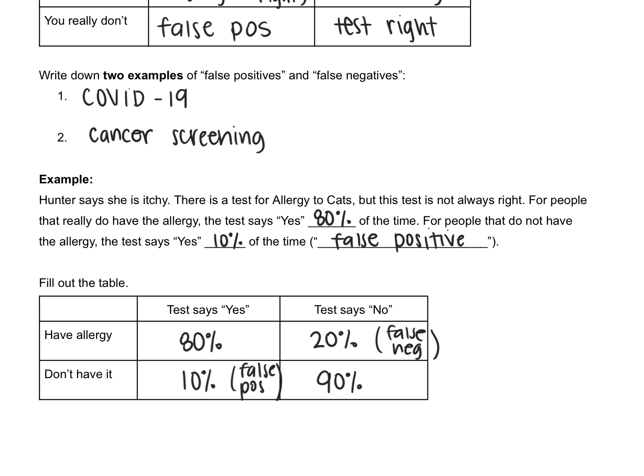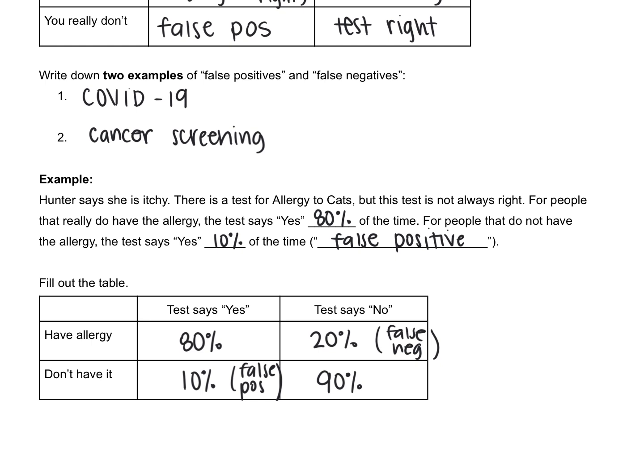Now this doesn't work the same way as the table that we were looking at before. It's not like in this case my row and my column are going to add up. In this case my row adds to 100%, not my column. Because if I look at my columns here, one of my columns is 90% and the other column is 110%. So we're looking at the row, whether you have the allergy or you don't have it.